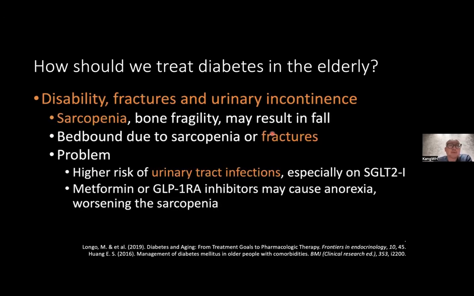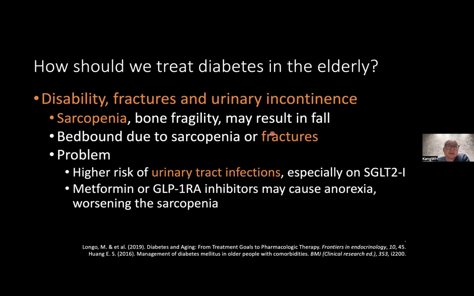Other things may include disability. Okay, they may be unable to walk, so no exercise. They may just sit the whole day. Okay, other things like sarcopenia or bone fragility. They may get fractures more easily if they fall. They may have gait disturbances, unable to walk. When they get hypos, they may fall. And also, they may have urinary incontinence as well. So, these kind of patients, if they are bedbound, are at high risk of getting UTIs.